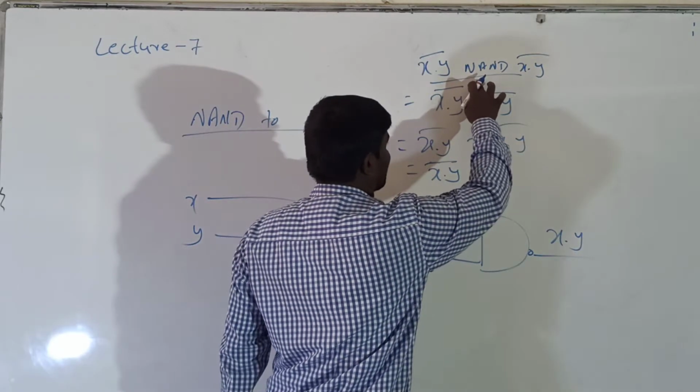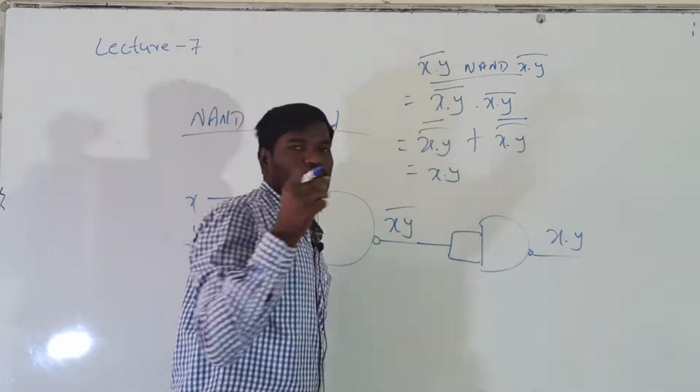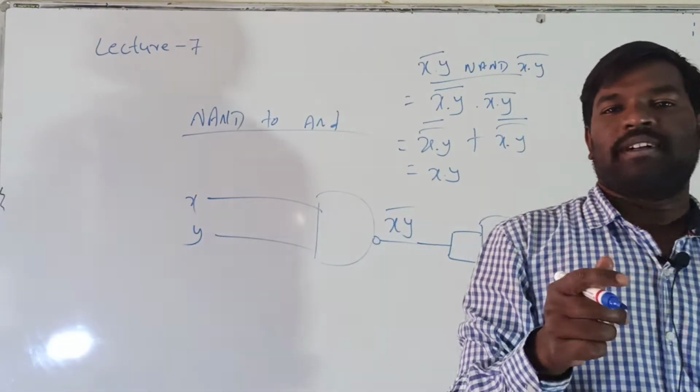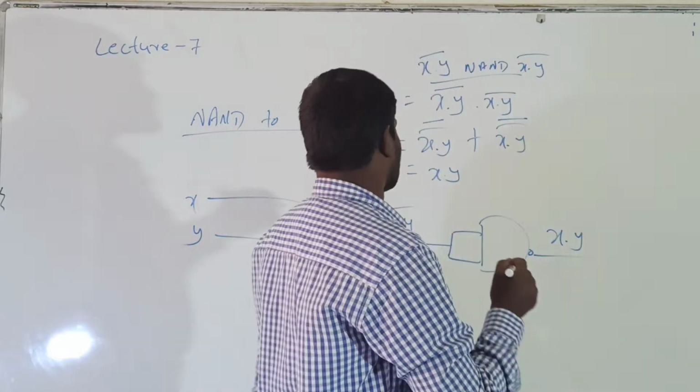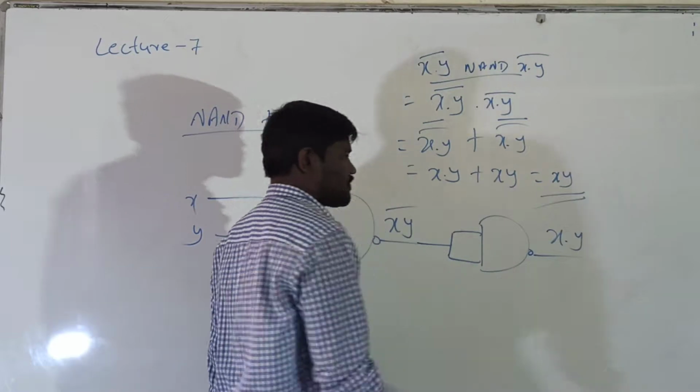Here one bar is there, okay. Here double bar. It means double involution law. The complement of the variable is again complemented, means you will get the same variable. That's why it becomes XY plus XY. Finally the result is XY.